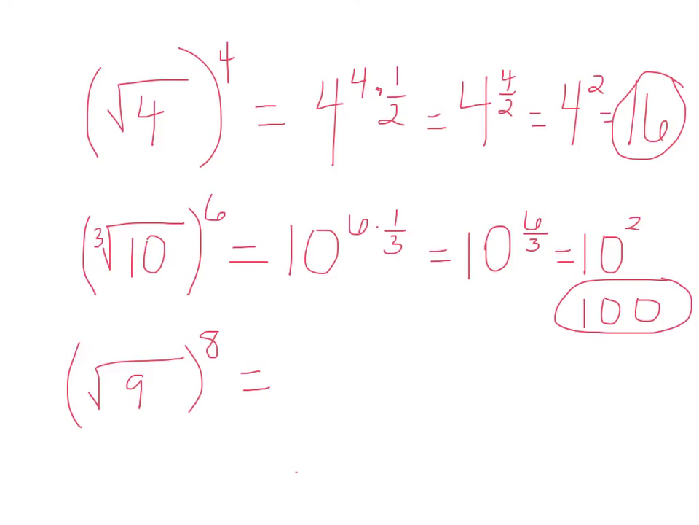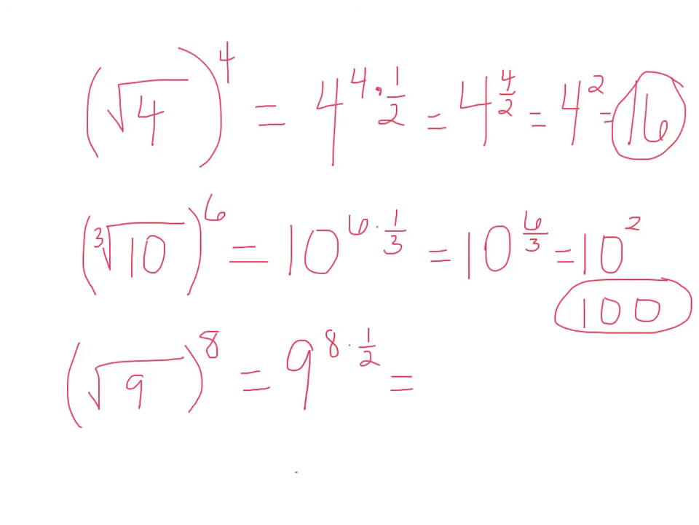Alright, one last example before we move on. This says the square root of 9 to the 8th power. Whoa. Okay, so 9 is our base. The exponent is 8 times this radical. When there's no number there, we know it's the square root. So we write it as 1/2.